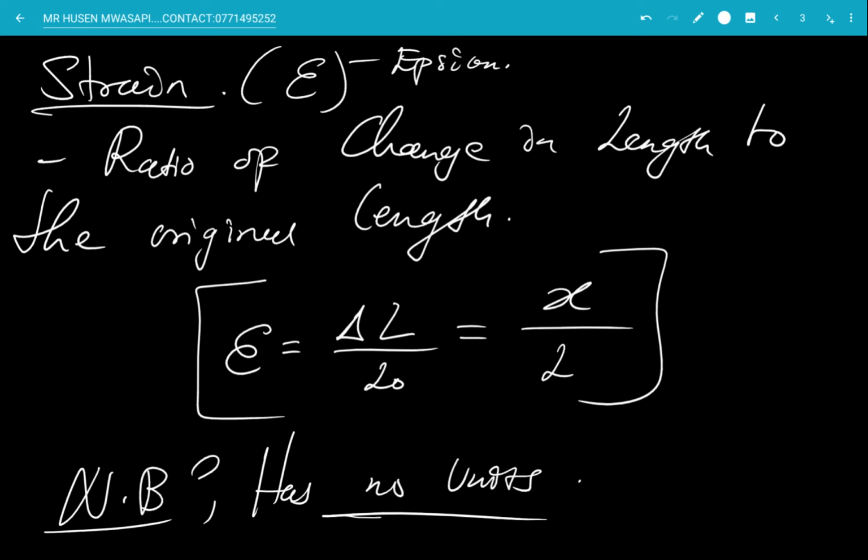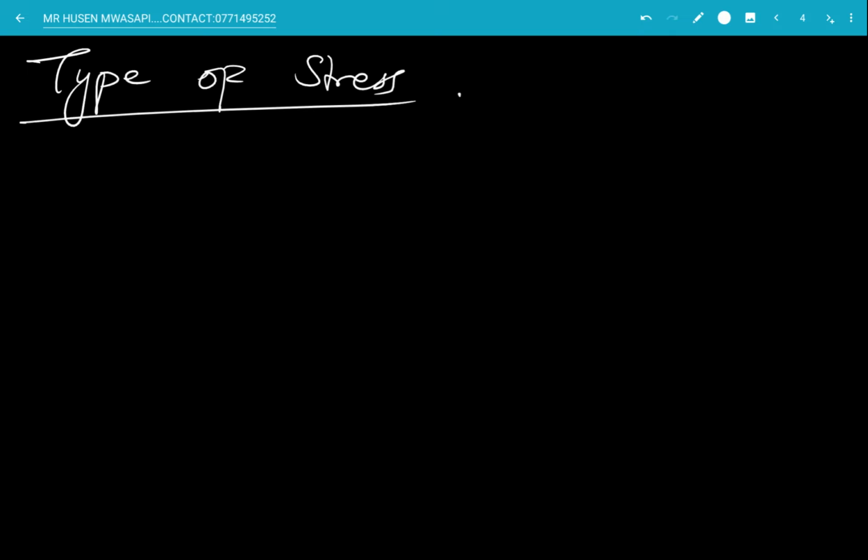Now I want us to discuss the types of stress that we have. Not really discussing them, let's just talk about them in basic. So what are these types of stresses that we might come across? So the first type of stress that we have is called the compression stress. I could just say the compressive stress.